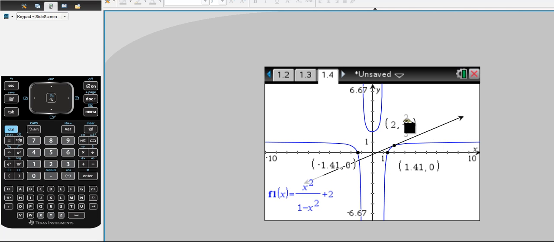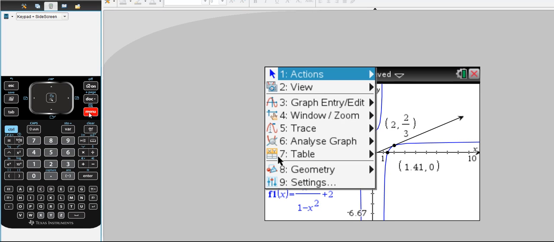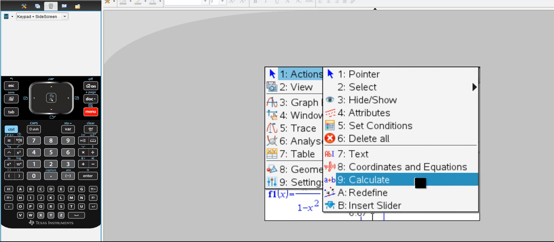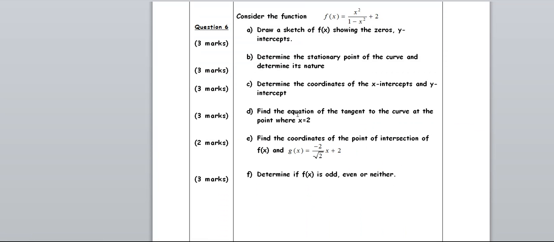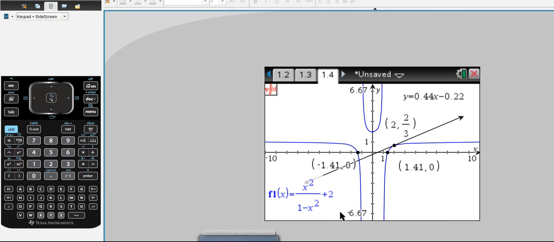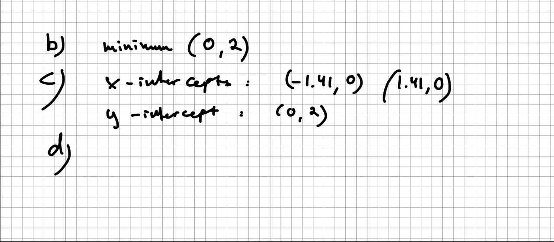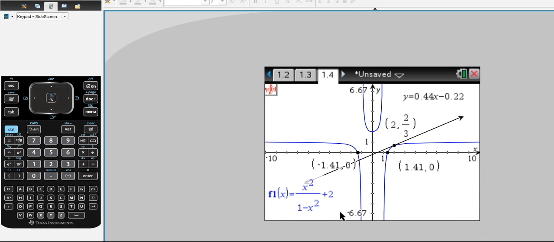Okay, now what is the equation of this tangent? We're going to go to menu and actions, and here we can find the coordinates and equations, and we're just going to click on the line and we see the equation here. So 0.44x minus 0.22. So find the equation of the tangent. Okay, D would be y is equal to 0.44x. Was it minus 0.22? Let's have a look. Minus 0.22, that's correct.